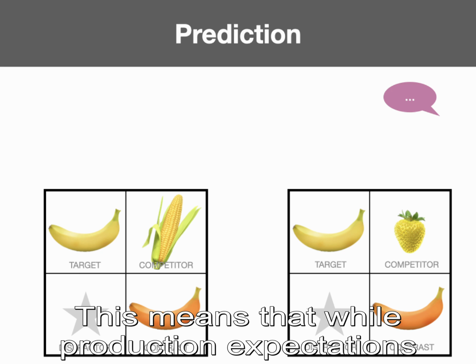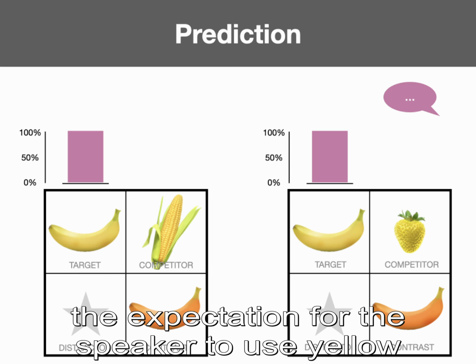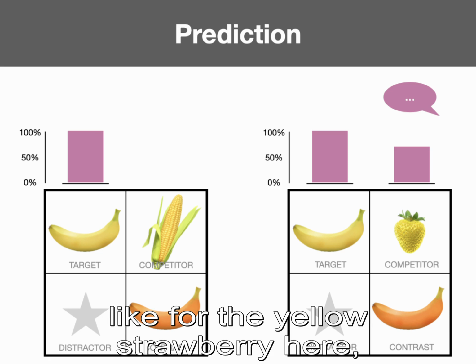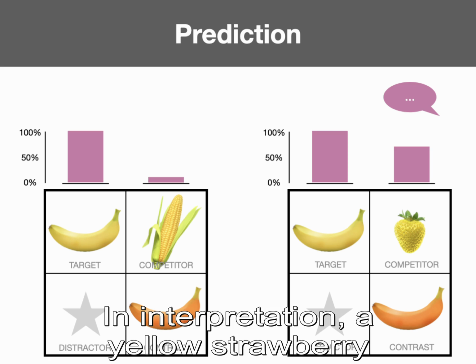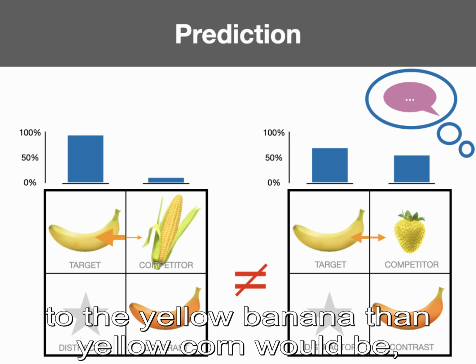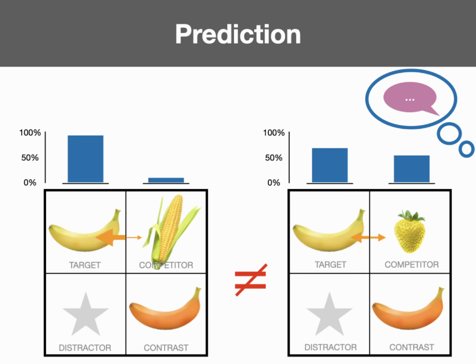This means that while production expectations for the target remain unchanged, the expectation for the speaker to use yellow to refer to the competitor is higher when it's atypical, like for the yellow strawberry here, compared to when it's typical. In interpretation, a yellow strawberry should therefore be a stronger competitor to the yellow banana than yellow corn would be, and the target preference should be smaller.